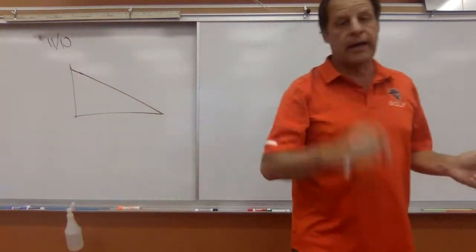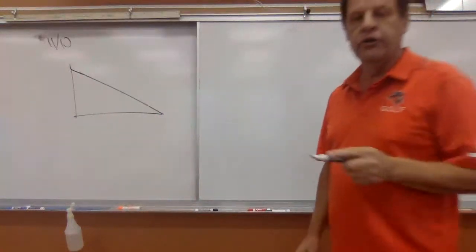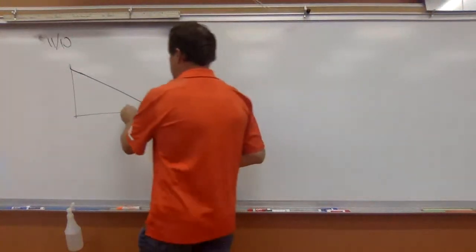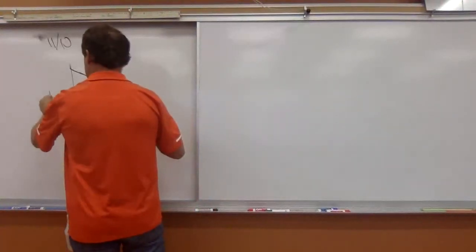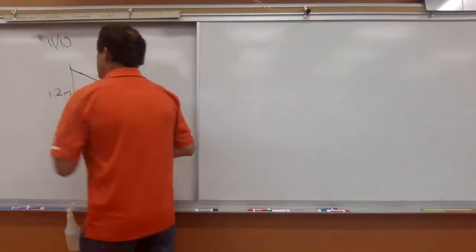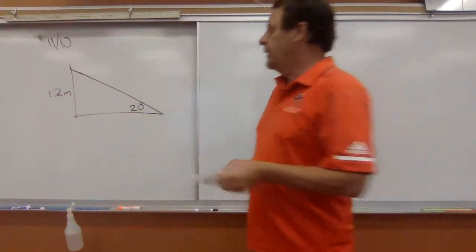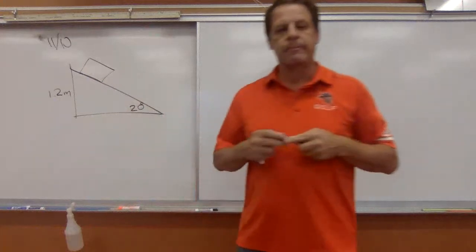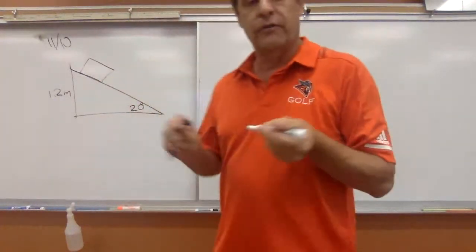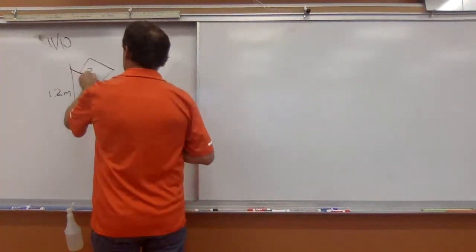We're going to have a triangle, an inclined plane, and this is going to be 20 degrees, and this is 1.2 meters high, and we're going to have a block on there, and that block has a mass of 2 kilograms.